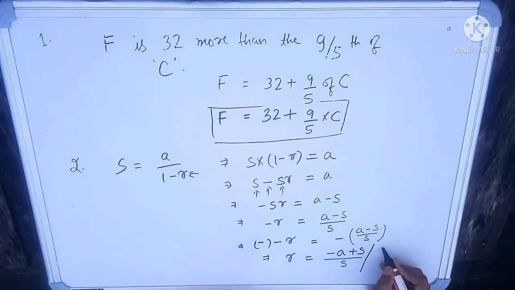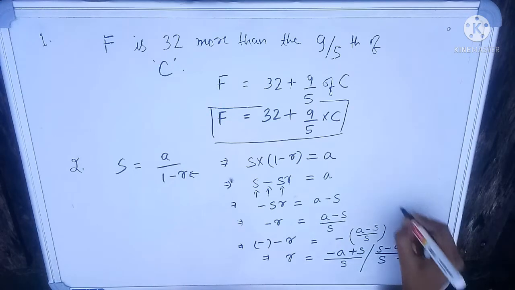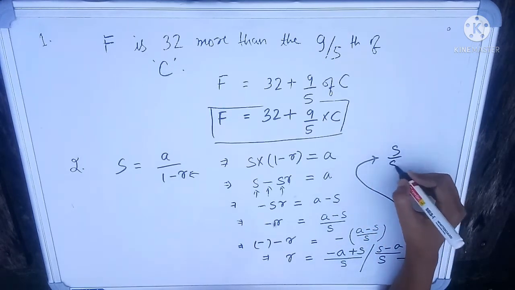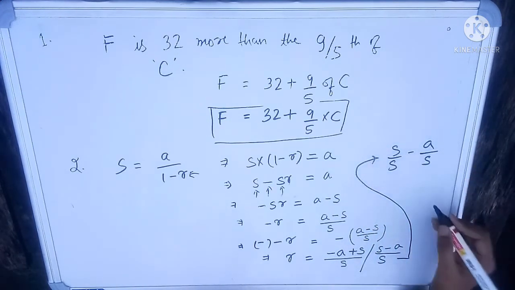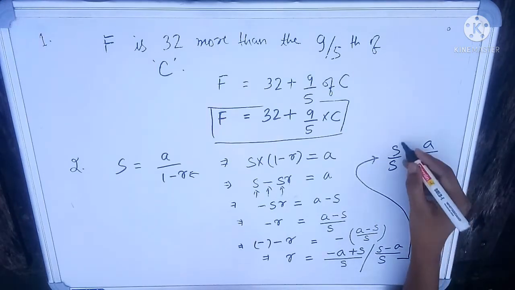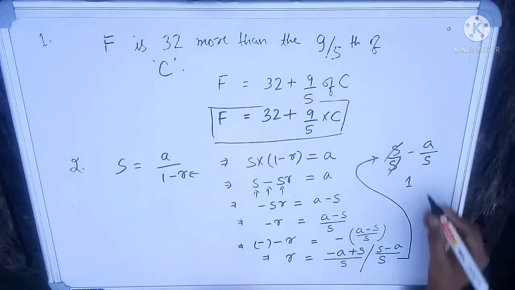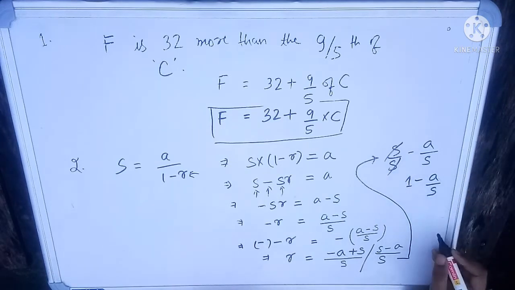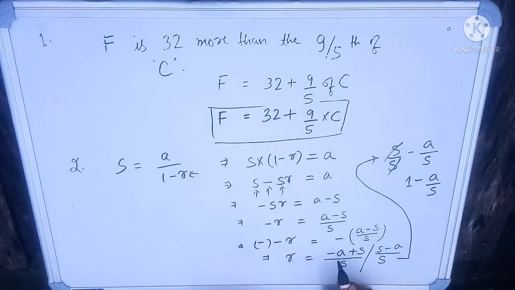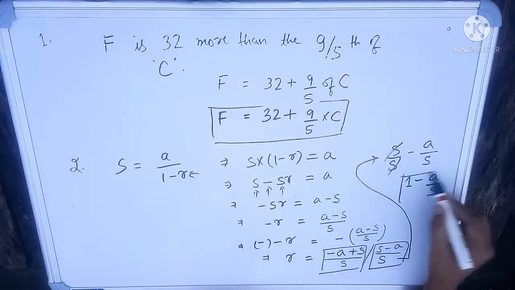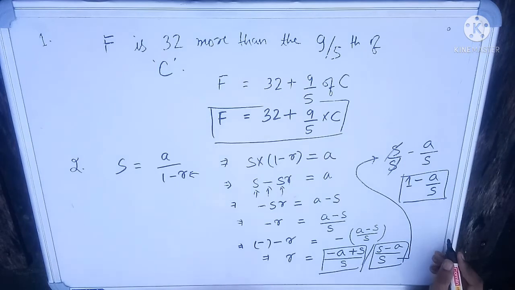Either you can write it as S minus A divided by S, or you can split the numerator over the denominator and write it as S divided by S minus A divided by S. From here you can see we can cancel this out and write 1 minus A divided by S. So either we write R equals this, or this, or 1 minus A divided by S. So all the three are correct here.